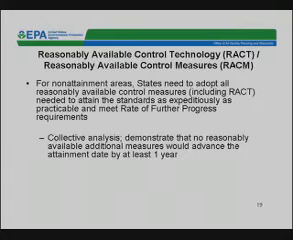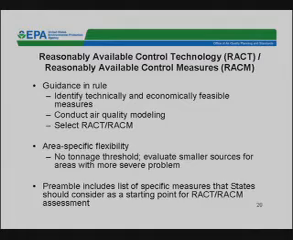This analysis needs to be a collective analysis and to show that there's no reasonably available additional measures that would advance the attainment date by a year. Tim will talk about these provisions in much more detail in a later presentation. So the guidance in the rule discusses technically and economically feasible measures, how to identify those, how to conduct air quality modeling, and how to select RACT and RACM measures.